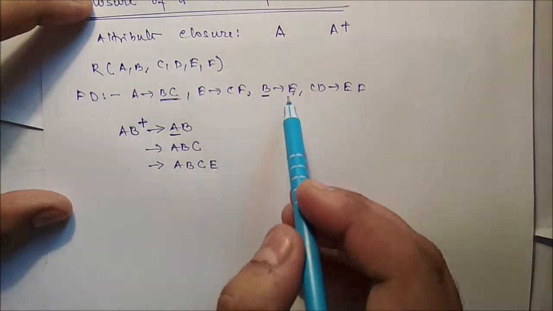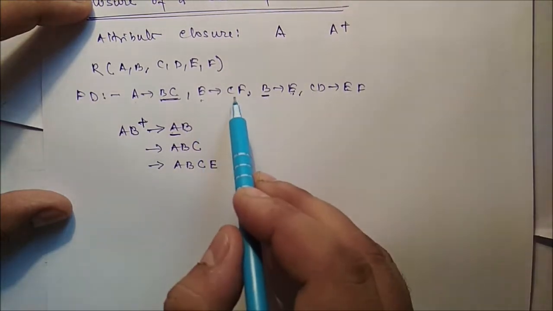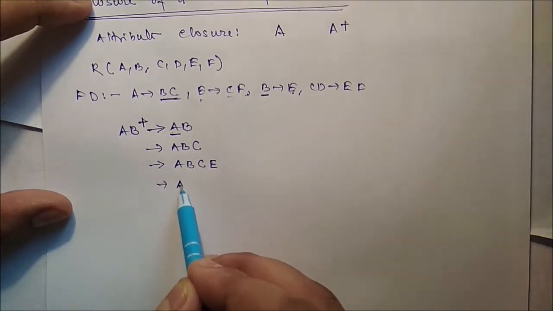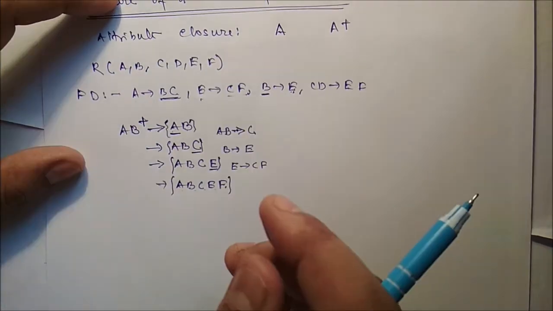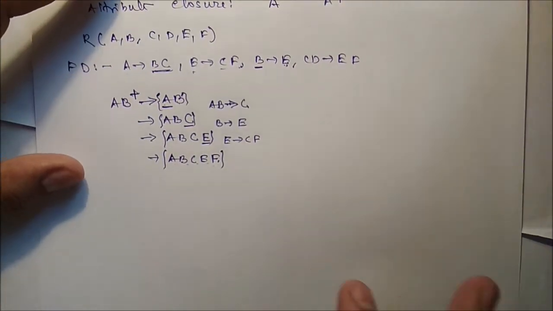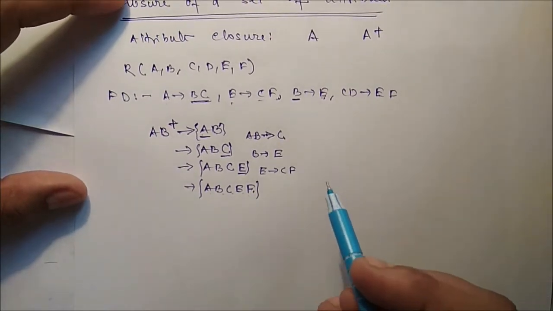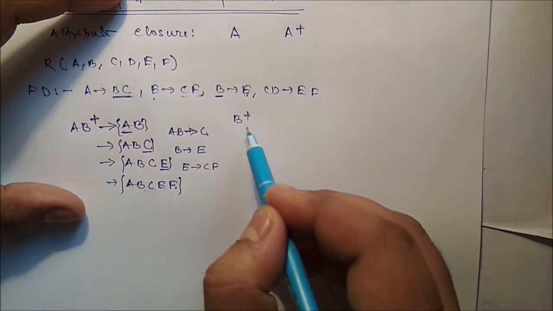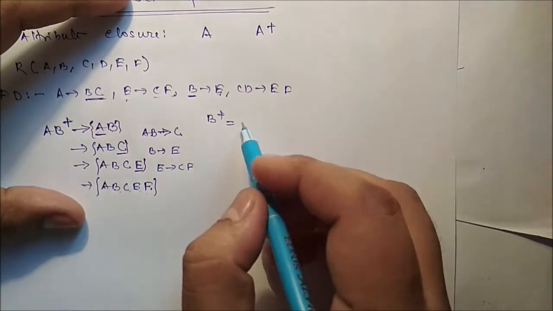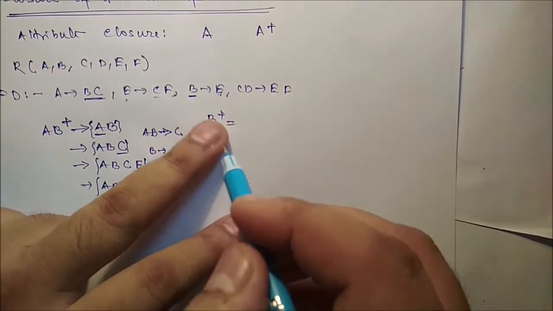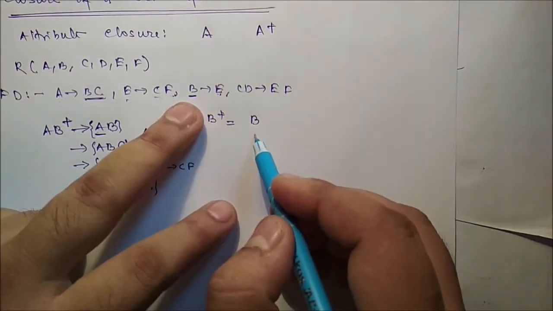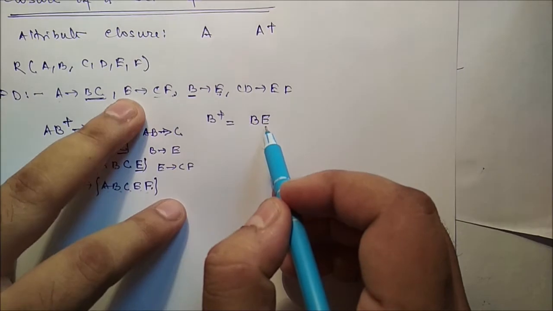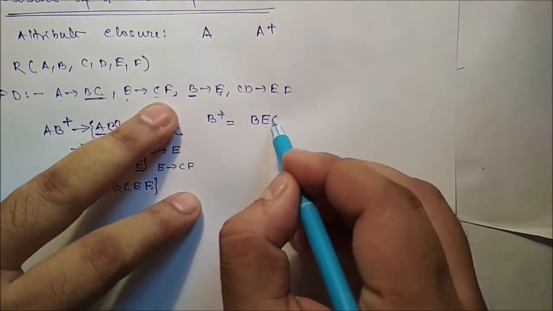Now if we have E, using E we can identify C and F. C is already there, so we can identify F also. So we can identify A, B, C, E, F. Similarly, suppose we want to know the closure of B. Definitely we know B, self-determination. If we know B, we can get E, and from E we can get C and F.